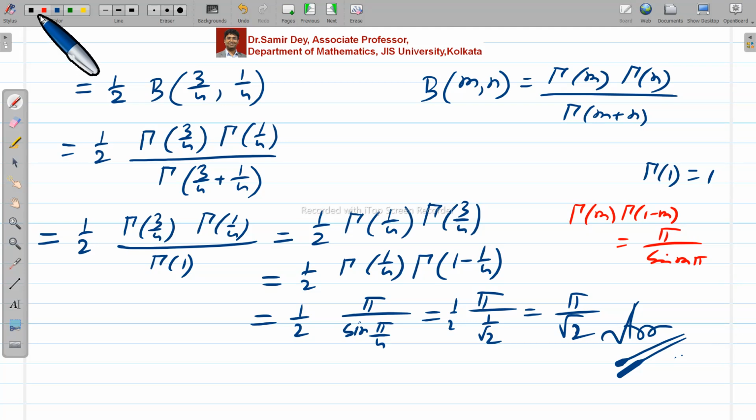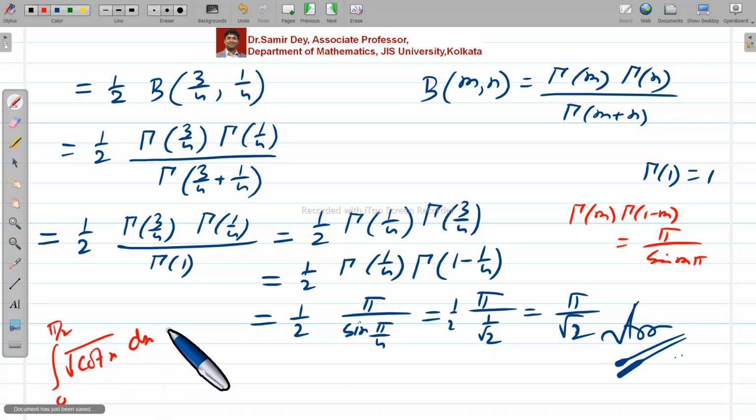Based on this lecture, if it is clear, then you may practice the integral from 0 to pi by 2 of root under cot x dx. Now practice, and please focus on the process, not the problem. If the concept is clear, how to find the p value and q value using the formula, you can find all types of solutions based on your beta function. Clear? Okay. Now thank you everyone.